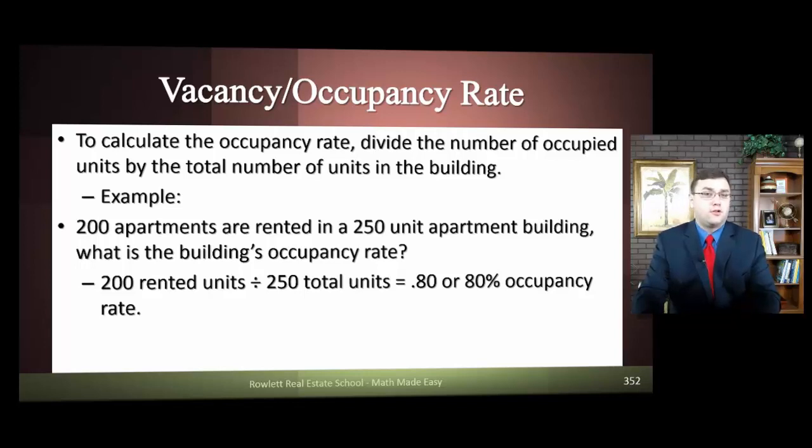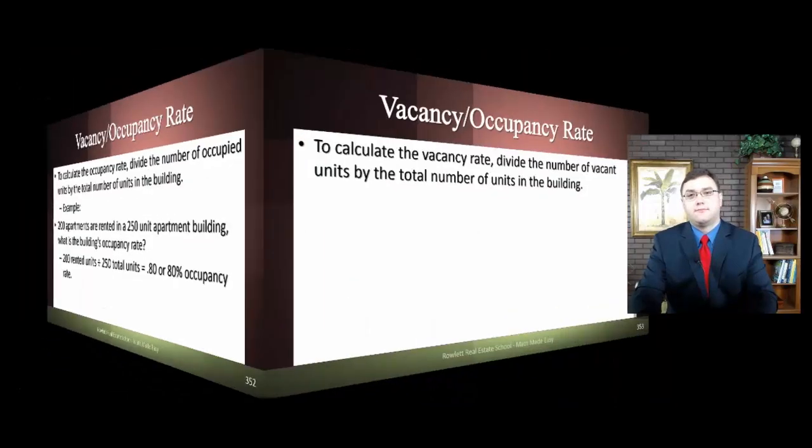The IRV triangle from when we did the income approach comes in really handy here again. Just put your smaller number in the top, your total number in the bottom right, and then divide it down, and that's your percentage rate.